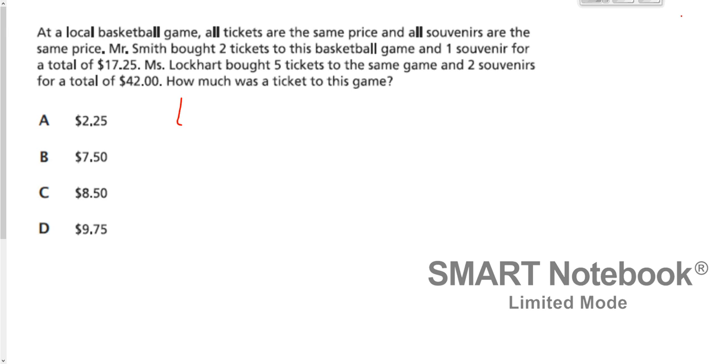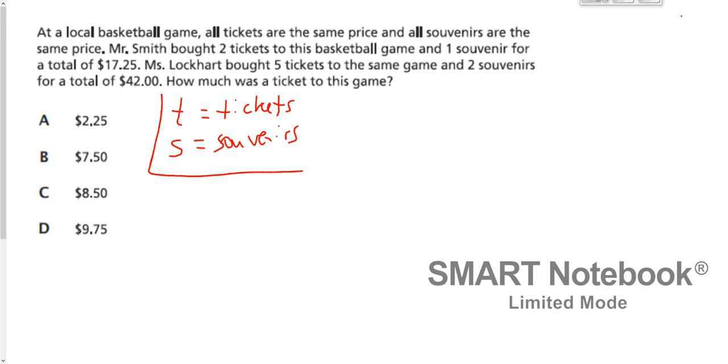So I'm going to let T equal tickets, and I'm going to let S equal souvenirs. This is called declaring my variables. It's something that when I was in 8th grade in high school, my teachers made us do for every single word problem. You had to tell what the variables are, but we haven't really stressed that, but it's a good idea to do it, especially if you're someone who always uses X and Y. But I'm going to use T and S.